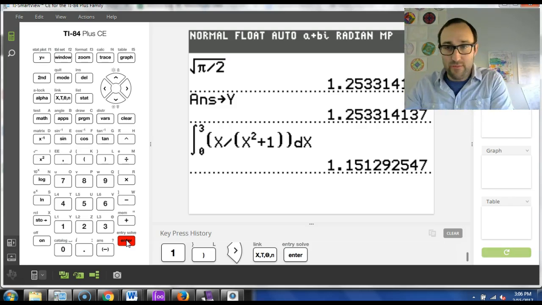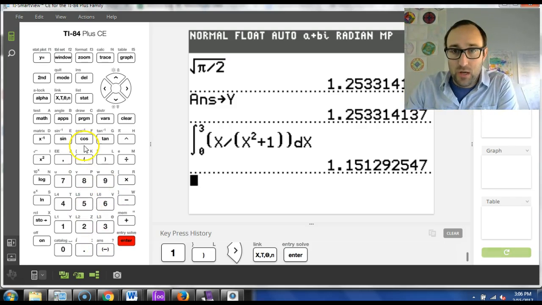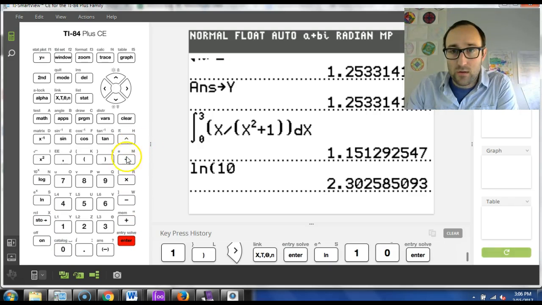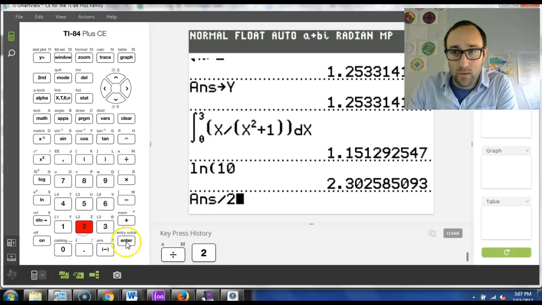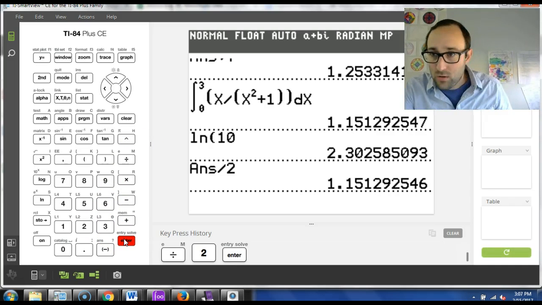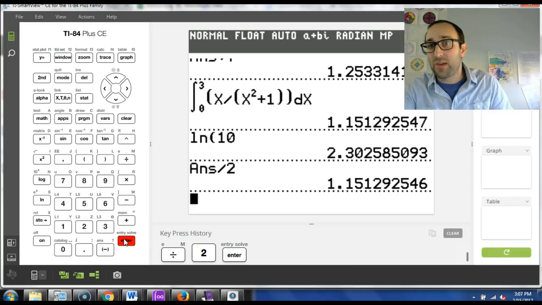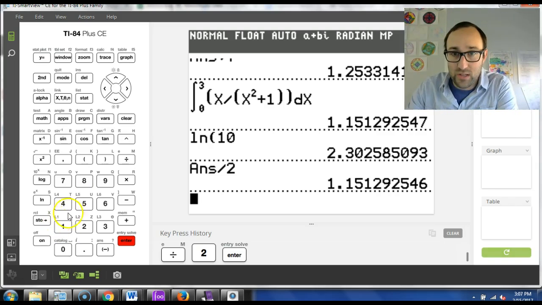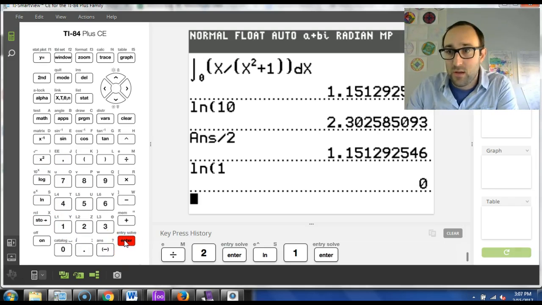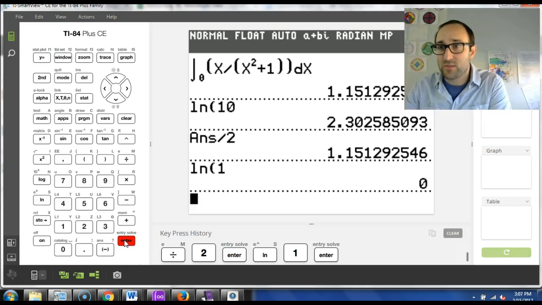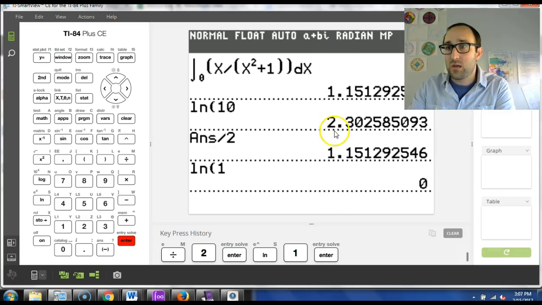Okay. Now if I didn't want to do that, I can also take the natural log of 3 squared, which is 9 plus 1 is 10. Enter. And then divide by 2. And I'm going to write that as 1.151. Look at that. And I'm guessing that the natural log of 0 squared plus 1 is going to equal 0. So look at there. There's my answer. I got the same thing either way.